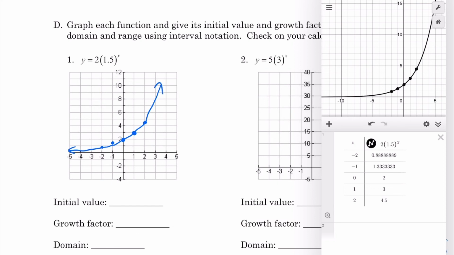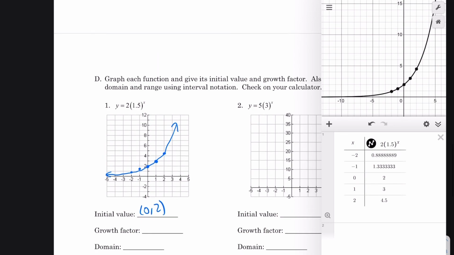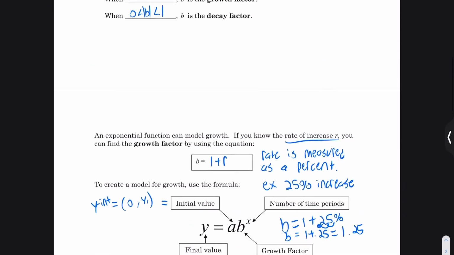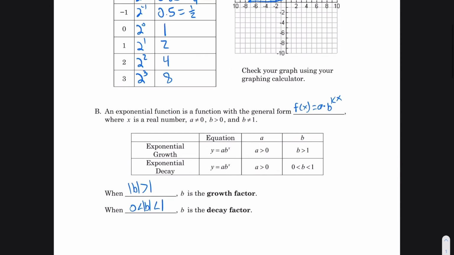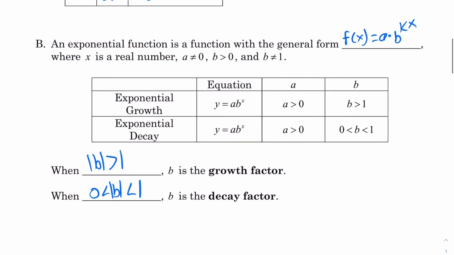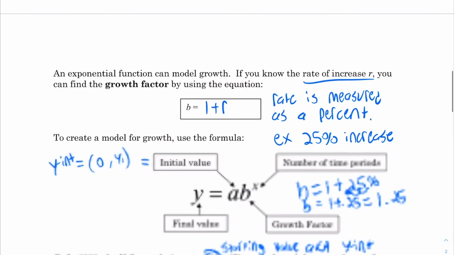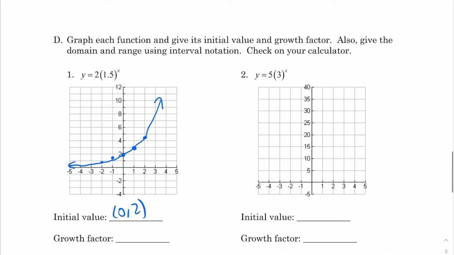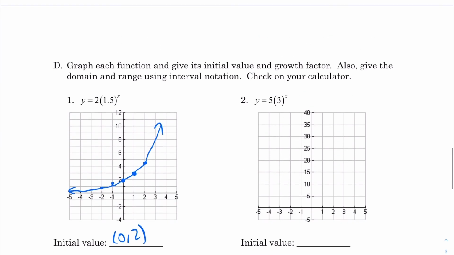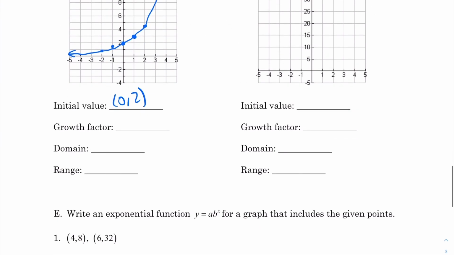The initial value is the y-intercept, and the y-intercept was 0, 2. The growth factor, let's look back at our definitions. The growth factor is whatever b is. So b is the number that's being raised to a power. And in this question, we have 1.5 being raised to the power. So the growth factor is 1.5.